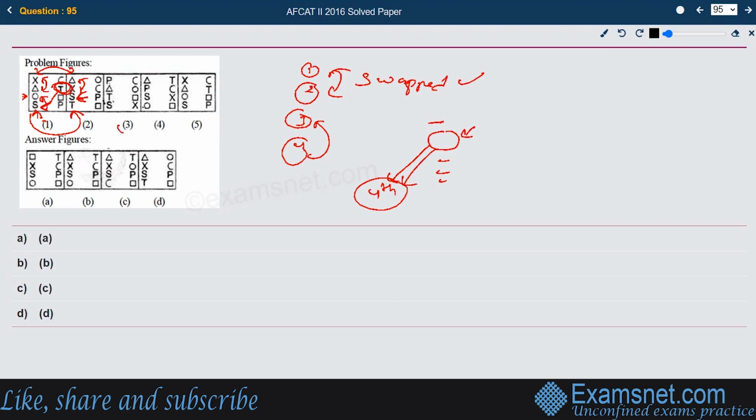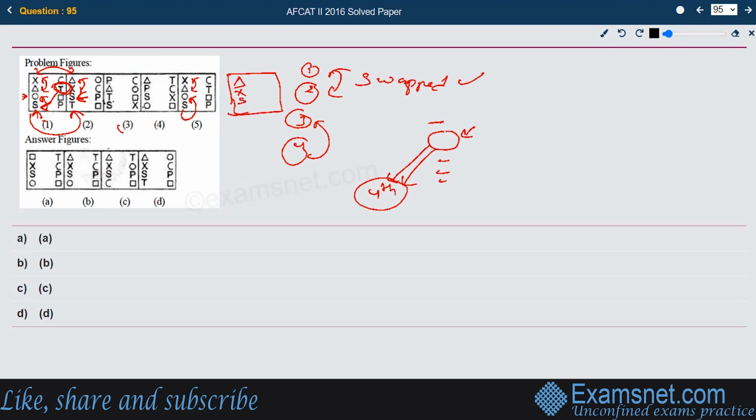So let us skip the third and fourth. Let us simply make 5 and 6. So this is 5. What should be part of 6? Let us see. So the first step is the cross and triangle have to be swapped. So let us take triangle up and cross down. What is the next step? The fourth position shape should become the third position shape. So S should be here.